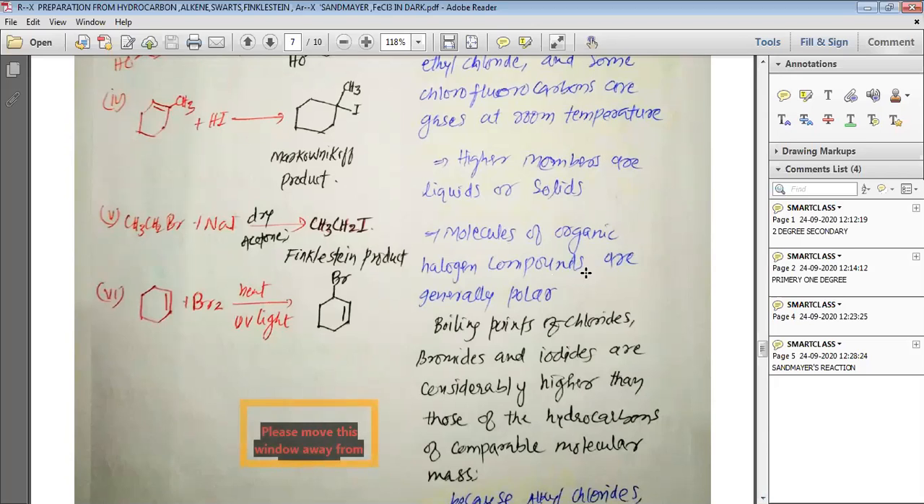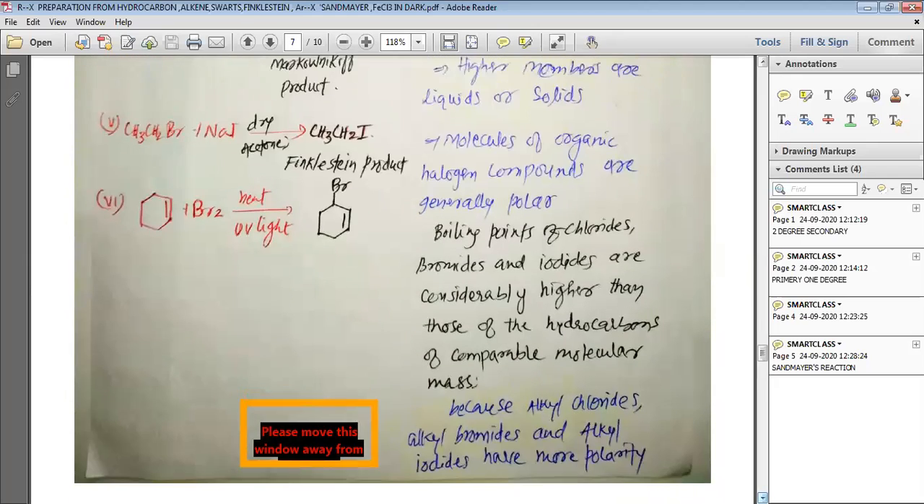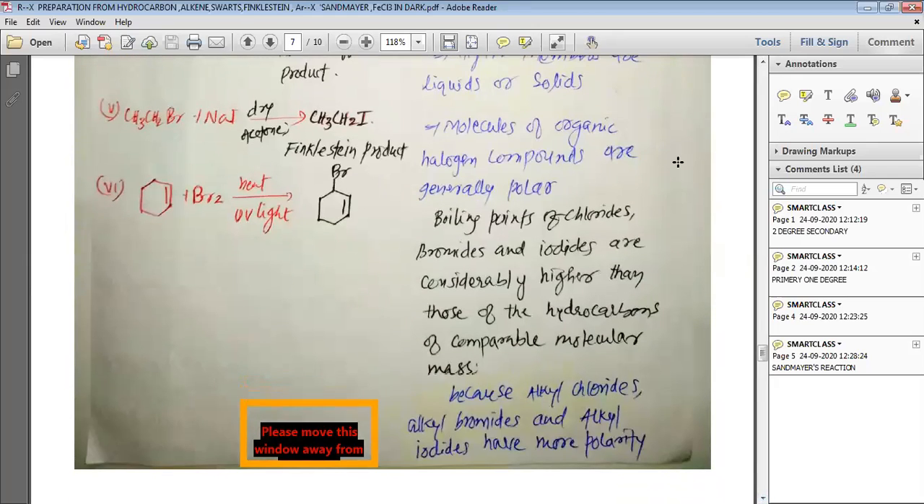Molecules of organic halo compounds are generally polar. They are polar because the electronegativity of halogen is more than that of carbon. So a slightly negative charge is generated on halogen, whereas a slightly positive charge is generated on carbon, and that is why they are polar. Molecules of organic halogen compounds are generally polar.